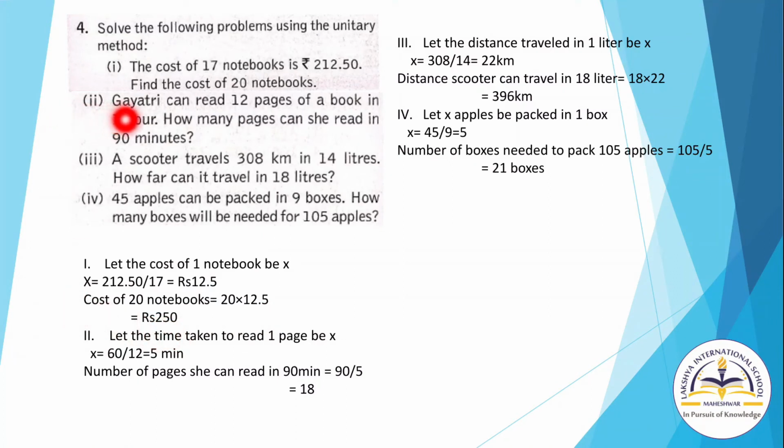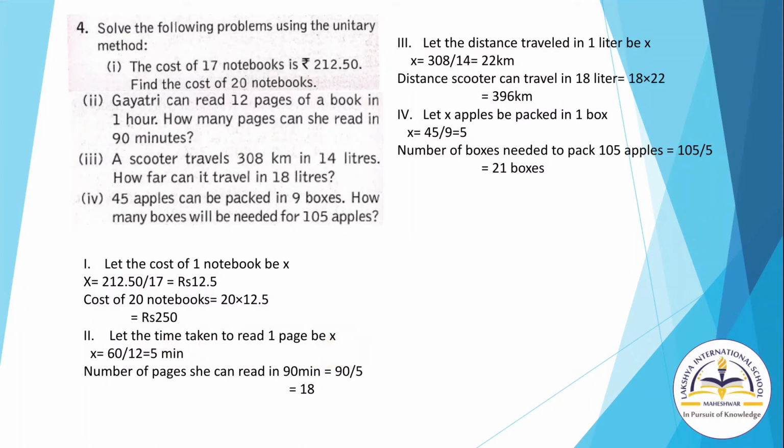Now question number 2, Gayatri can read 12 pages of a book in 1 hour. How many pages can she read in 90 minutes? Now let the time taken to read one page be x. So x equals 60 by 12, that is 5 minutes. Now the number of pages she can read in 90 minutes, that is 90 divided by 5, you will get 18.